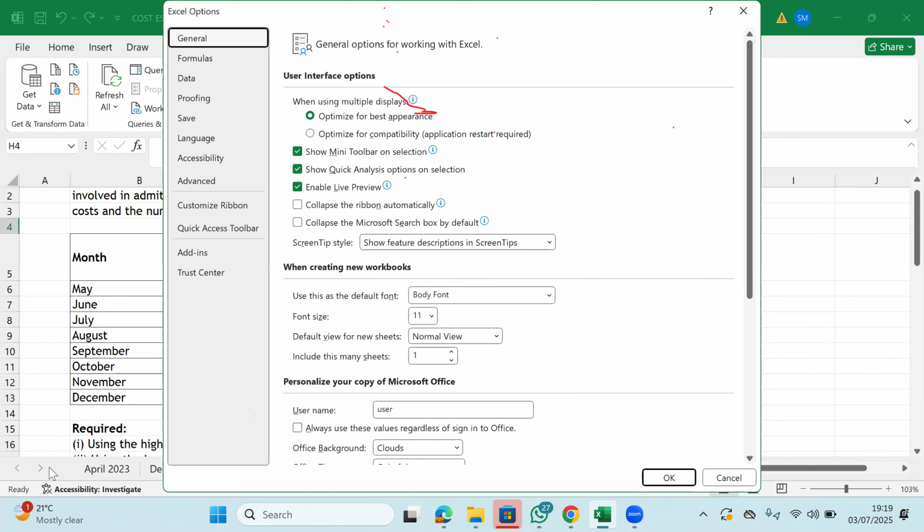After clicking on options, you have this window appearing again. Then what we want to do is to add additional features to our Excel screen. So you'll maneuver till you click on add-ins. It should be, I think, the second last. We have general, formula, data, up to all those. Then you click on add-ins.